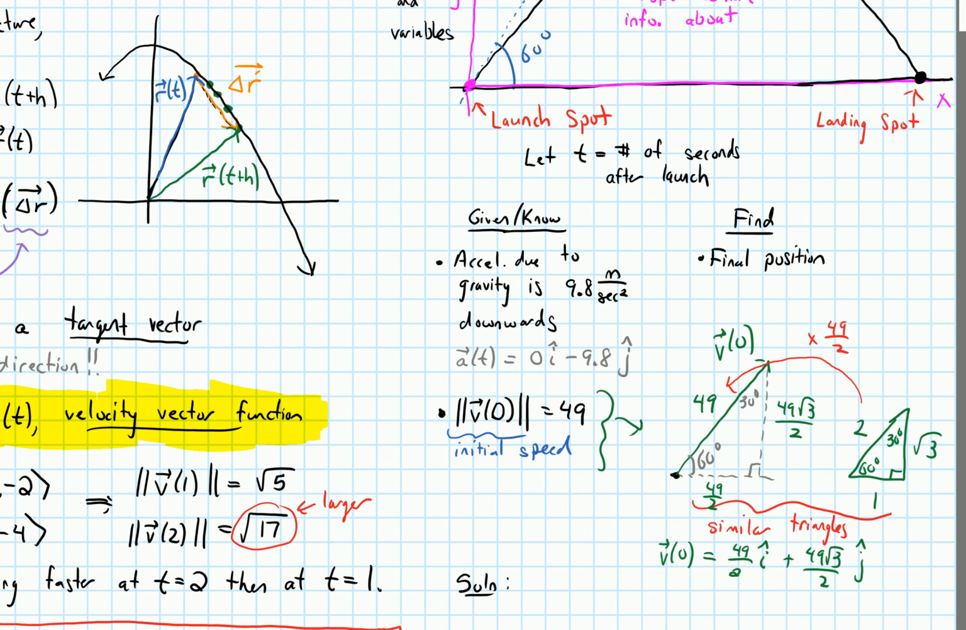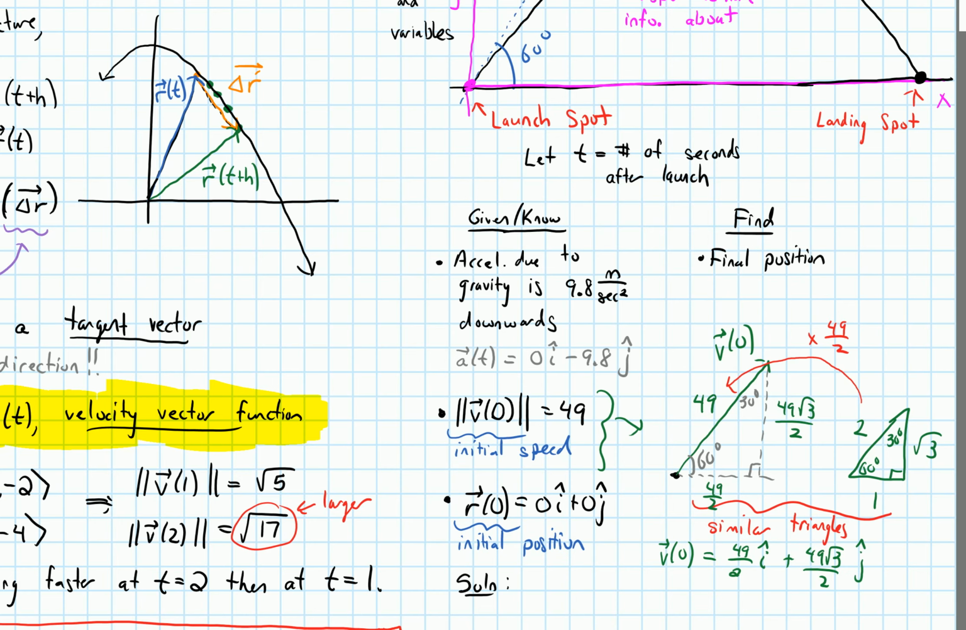There's one other thing that's sort of known or given, and that's we actually know something about a certain position. We know something about the initial position, r of 0. Because we said the origin is where the launch spot is, the initial position is just 0 i hat plus 0 j hat. That might seem kind of trivial, but it is important. We are going to use this. This is our initial position.